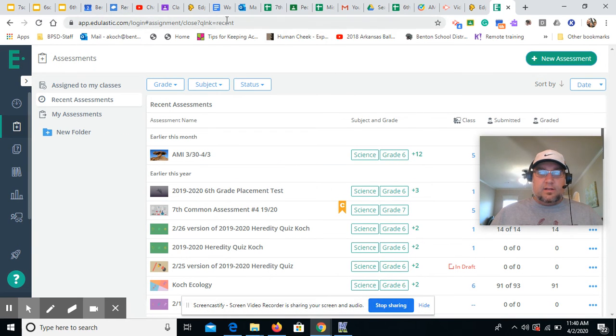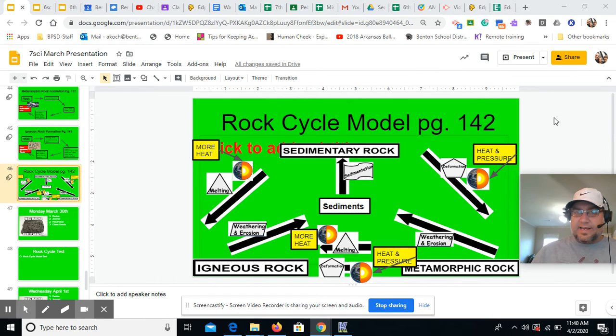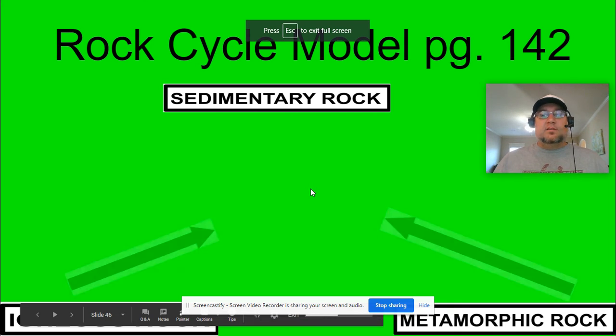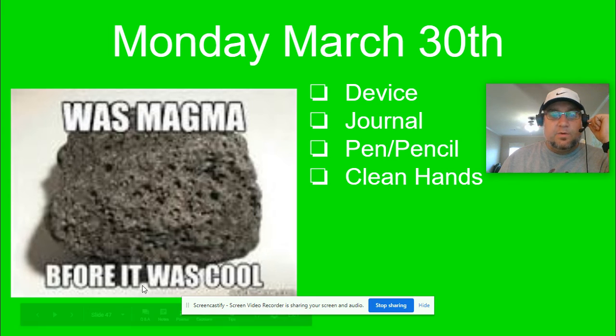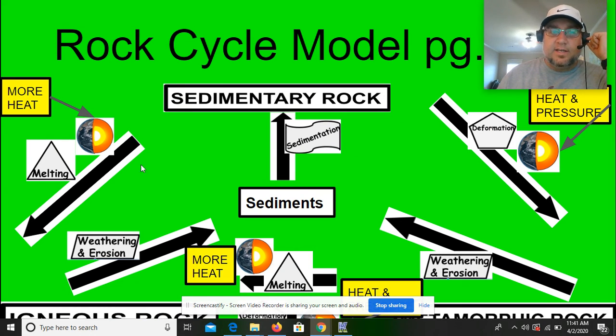And then just one last piece I want you to think about on your model. I told you to take out your model. I want you to look at your rock cycle model for Monday, and I want you to think about what's causing each of these to happen. So, sedimentary rock can become igneous rock. Metamorphic rock can become igneous rock. Right? How is that happening?